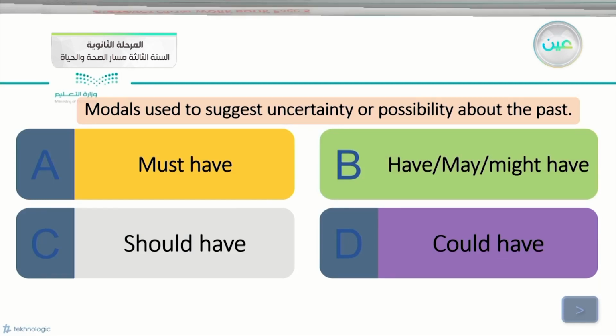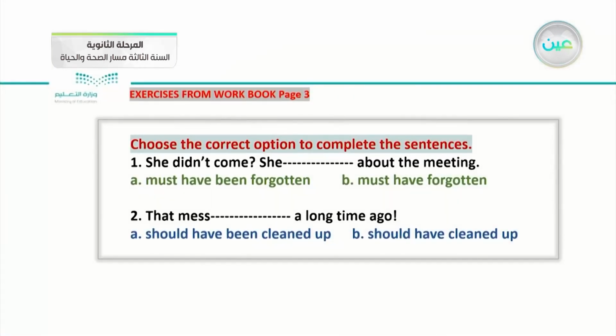Okay, let's check what we have after this slide. After we discussed and gave a summary about the grammar, let us apply it through this question from your workbook on page 3. Here the writer gives a space in these sentences, and they want you to apply the modal. So choose the correct options to complete the sentence.